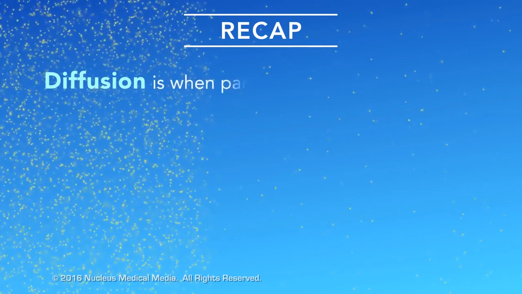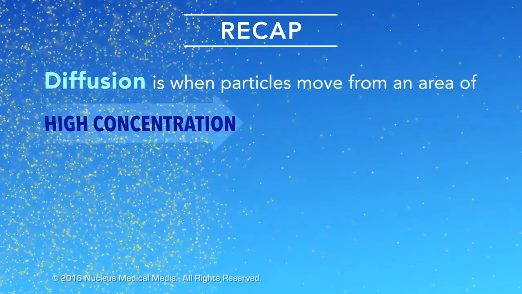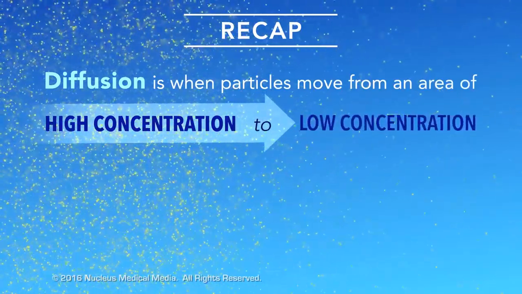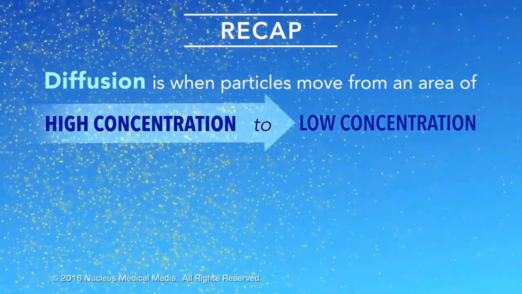Let's review what we've covered so far. Diffusion is when particles move from an area of high concentration to low concentration. This just happens. It's a natural process that doesn't use any energy.